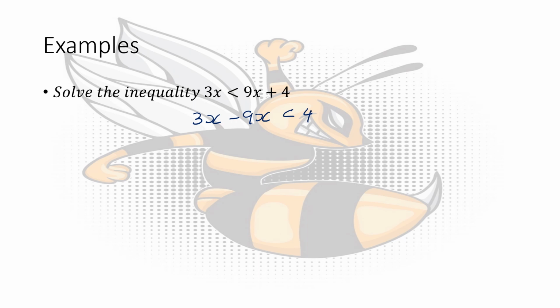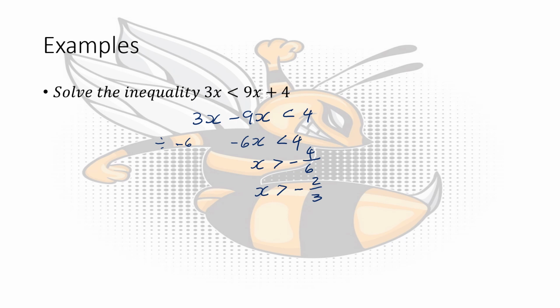So 3x minus 9x, that gives me negative 6x smaller than 4, and like I would like to do with linear equations, I like to get the x alone. So I'm going to divide with negative 6. So x becomes bigger than minus 4 over 6. Remember, in this case, we have to flip the inequality sign around because I'm dividing with a negative number. Then we can just simplify. So x is going to be bigger than minus 2 over 3.